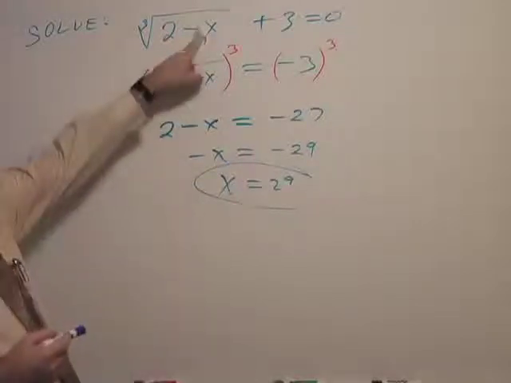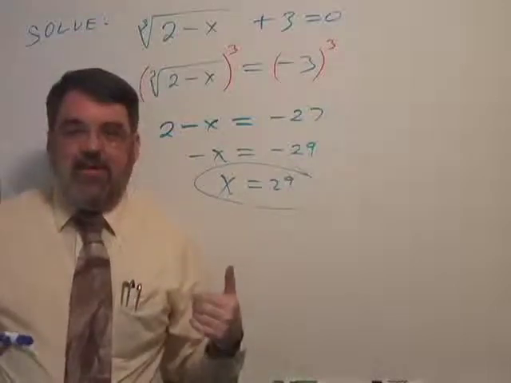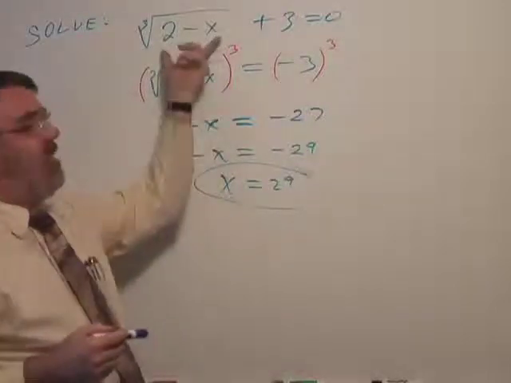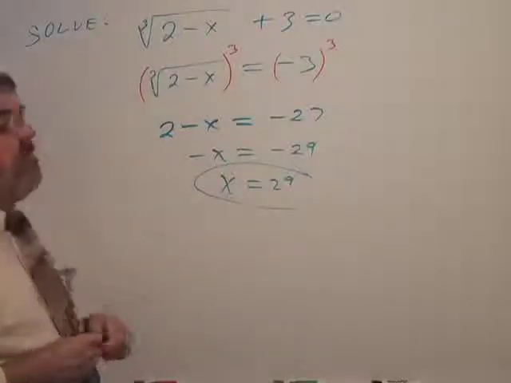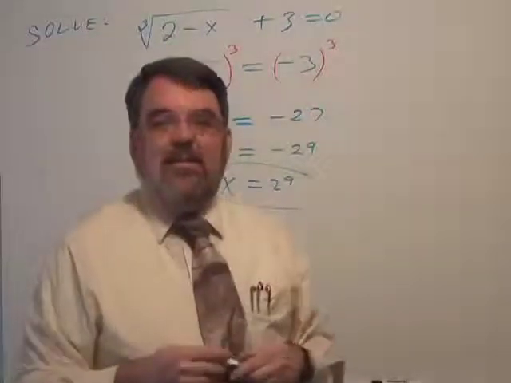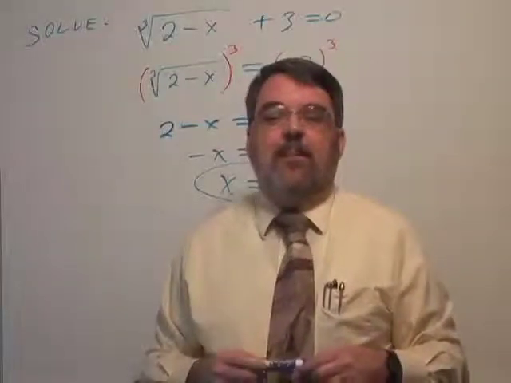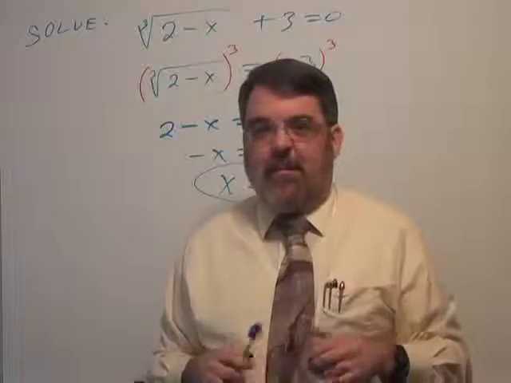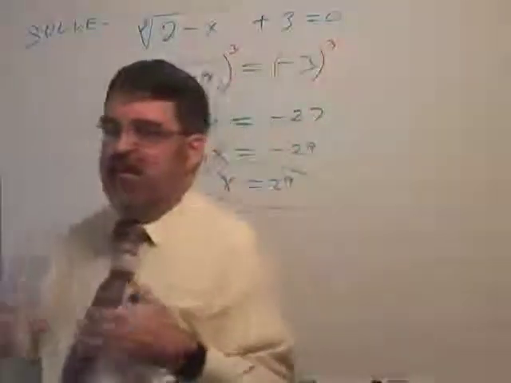If you put 29 up here, you get 2 minus 29 is cube root of negative 27. That's negative 3 plus 3 is going to be 0. Alright, so there's some simple examples using radicals, or cube roots and square roots and so forth. And it gets a little more complicated when you have two of those in an equation, and things get mixed up a bit.